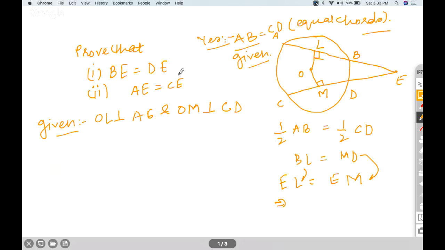And once you prove that BE is equal to DE, you add AL and CM, which are of equal length, and you can prove that AE is equal to CE. So you just have to prove here that EL is equal to EM. If you can prove that, that will suffice. For that, you need to do a construction here. So this OE you will have to match, and then of course you will take two triangles, triangle OLE and triangle OME.